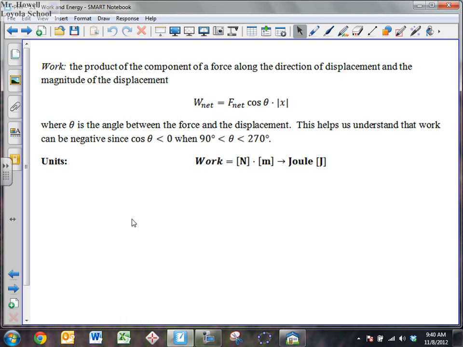Now, F net is the overall sum of the forces, and cosine theta is the cosine of the angle between the applied force and the actual motion of the object. And that's the tough part I'm going to explain now. Before we get into the next part, we don't have to write anything else down. Let's just look at a quick free-body diagram.